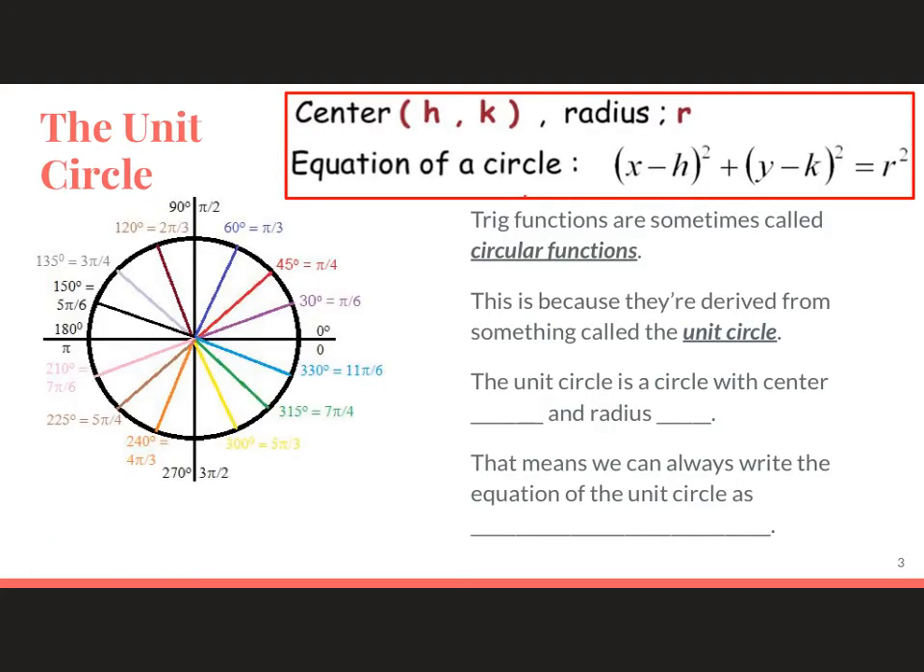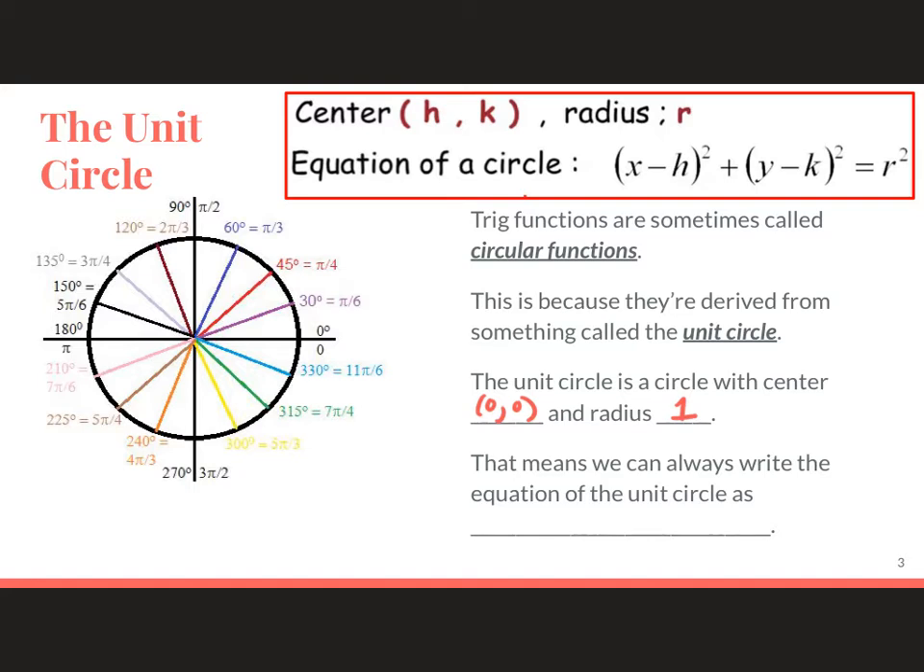All right, so I've been talking about the unit circle a lot. What is it? The whole reason why we talk about the unit circle is so that we can understand trig functions a little bit better, because sometimes trig functions are called circular functions, and this is because they're derived from something called the unit circle. So everything that we're doing with these triangles is actually derived from a circle. And so the unit circle is a circle with a center of 0, 0. It's at the origin, and our radius is 1 unit long.